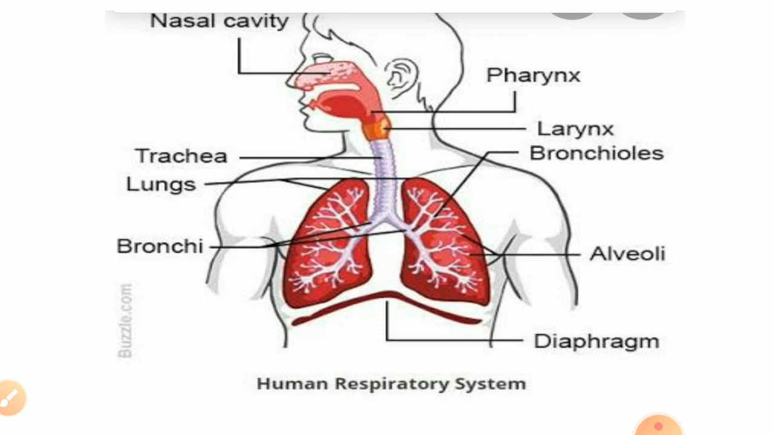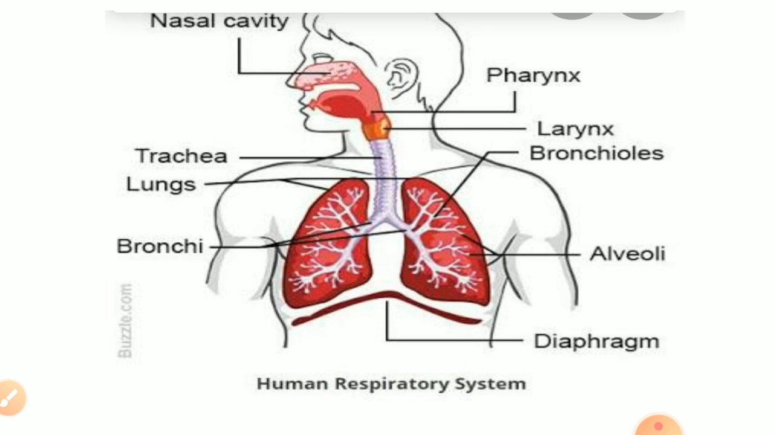Now the next one is the pharynx. It is also described in the alimentary canal in the previous lecture. Actually, the pharynx provides passage to both air and food. A flap-like structure, the epiglottis, is found over the pharynx, which covers it.